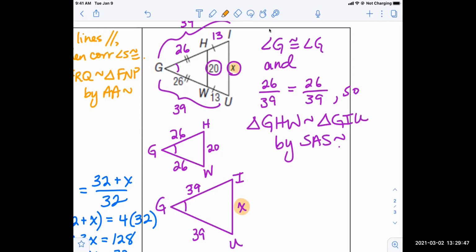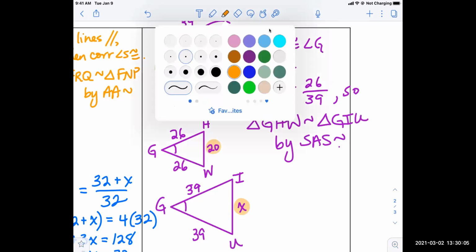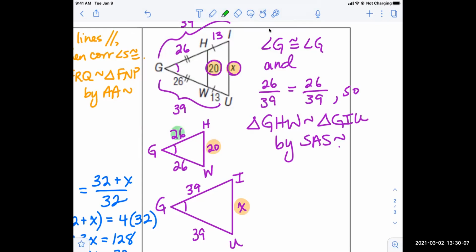So X is here. 20, right? 20 and X go together. I'm thinking of this triangle as sideways, so this is like the bottom. That's how I'm thinking of it. So the bottoms are matching up. And then it doesn't really matter which side you use, because you got 26 on both of them. You can use the 26 there and the 39 there.